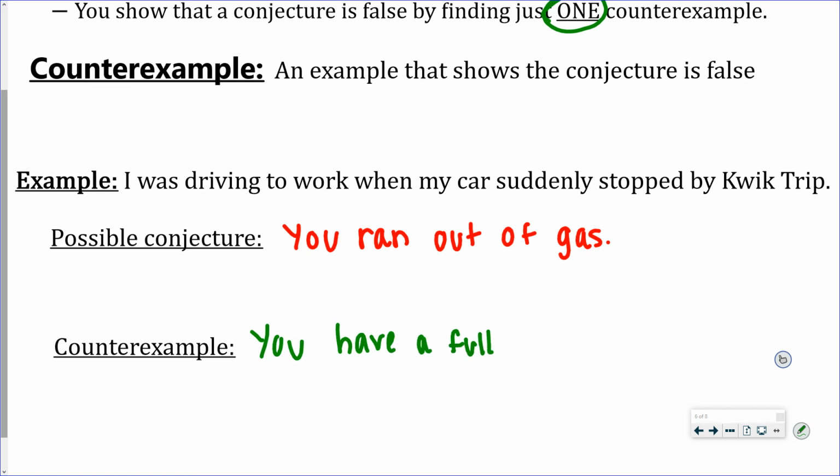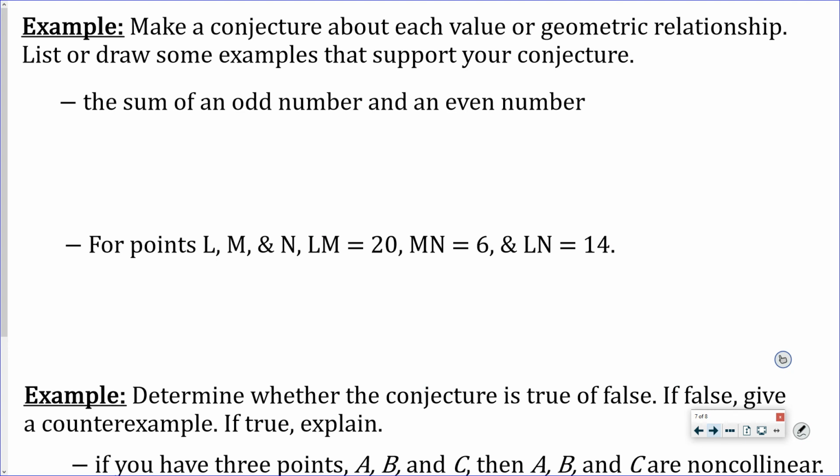So that could be considered a counterexample, because it proves this possible conjecture that we ran out of gas wrong. Obviously there are other possible conjectures, but that's just an example of what a counterexample is. So we're just going to do a bunch of examples, and that's about it. It's the new stuff for today.